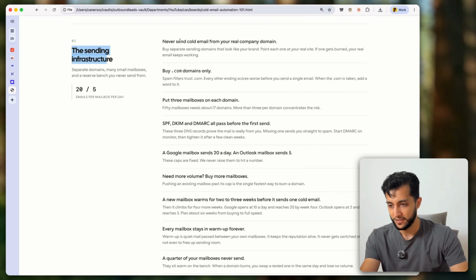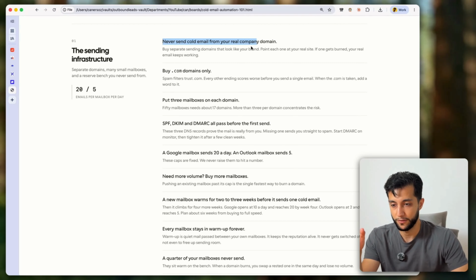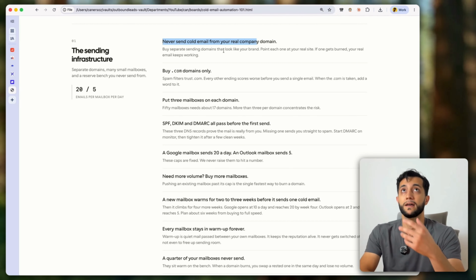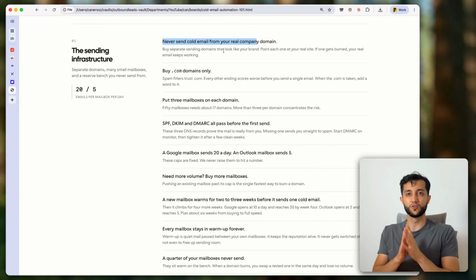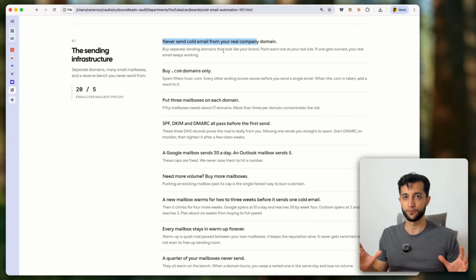So the sending infrastructure: separate domains, many small inboxes, and a reserve bench you never send from. Very important. Never send cold email from your real company domain. We just covered that. Very simple reason. In cold emailing, at some point, you will burn your domain because cold email is the worst scenario for any given offer to perform in.